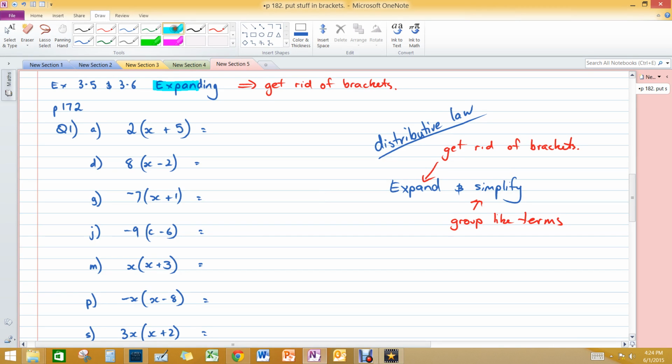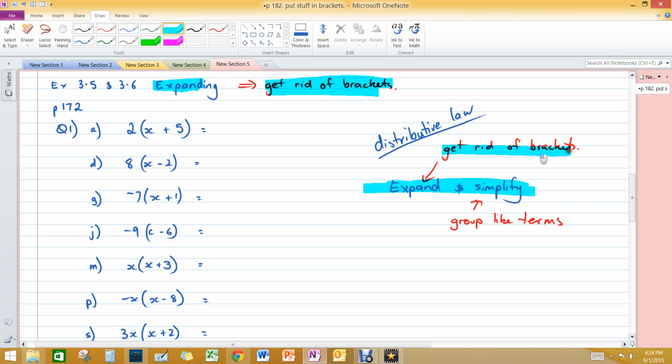This next exercise we're going to work on is expanding brackets. Now when you see the word expand, what you're actually thinking in your mind is, oh that's right, I need to get rid of my brackets. What you will often notice though is in a question it will say expand and simplify.